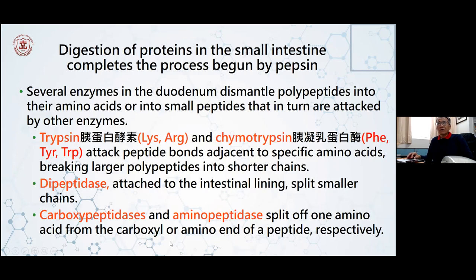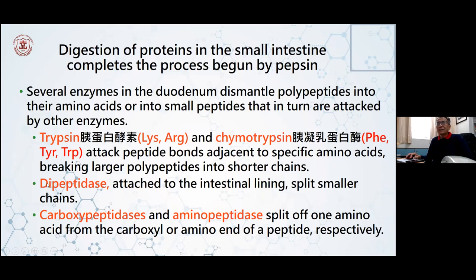So there are several different enzymes here. In the stomach, we know the enzyme is pepsin. Pepsin can digest close to the phenylalanine and the tyrosine, these two amino acids. In the small intestine, there are three proteases. The first ones are the trypsin and the chymotrypsin. Trypsin can recognize the lysine and the arginine. Chymotrypsin can recognize the tyrosine and the tryptophan. So they can digest the large polypeptide to small ones, not a monomer, okay?